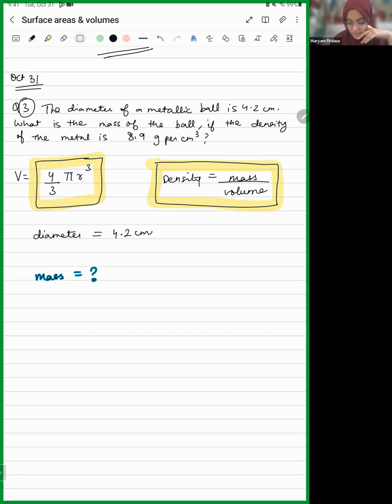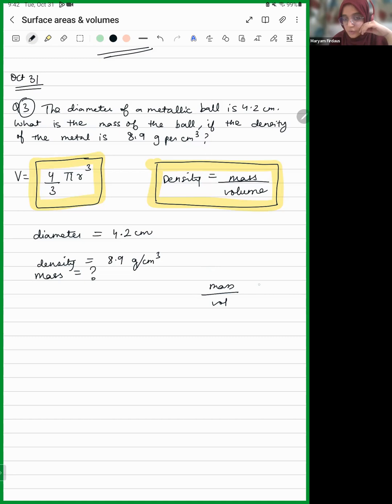Density is how much? Density is 8.9 gram per centimeter cube. Yes, that is the unit, okay? You will not write gram because gram is mass. So gram per centimeter cube. Because you see, when you're writing density, look at the formula of density. The formula of density is what? Mass by volume.